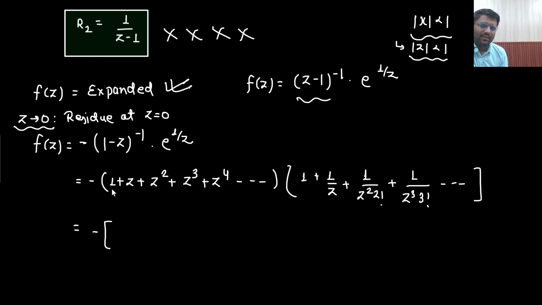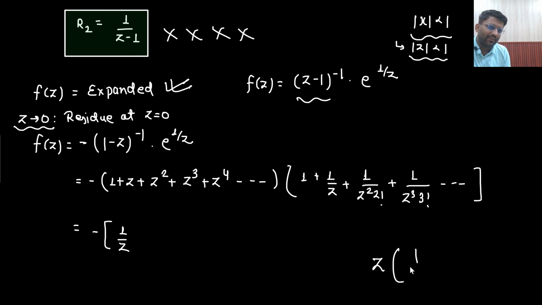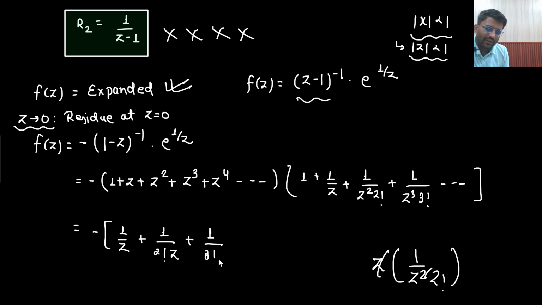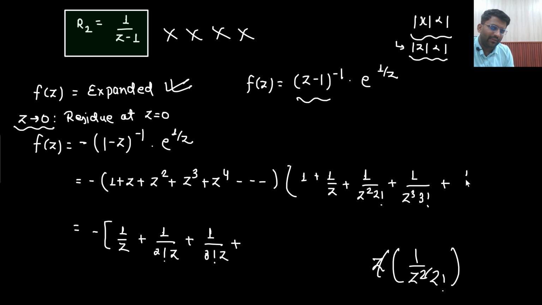Sir, first of all, this 1 will be multiplied with all these terms. If you need 1 by z, this 1 should be multiplied with 1 by z. Then z should be multiplied with 1 by z square 2 factorial, so you will be getting 1 by 2 factorial z. Then this z square should be multiplied with 1 by z cube 3 factorial, so you get 1 by 3 factorial z. Then this z to the power 3 should be multiplied with 1 by z to the power 4, 4 factorial.